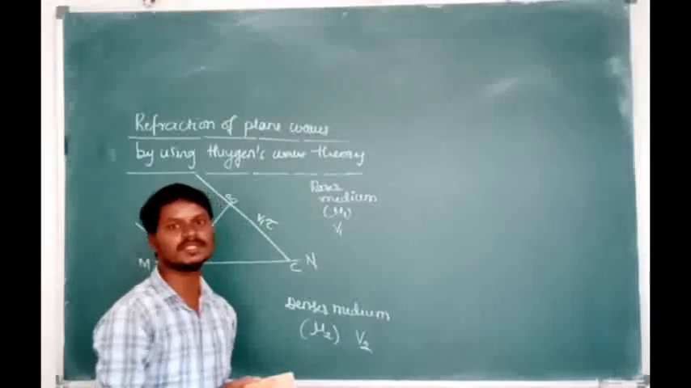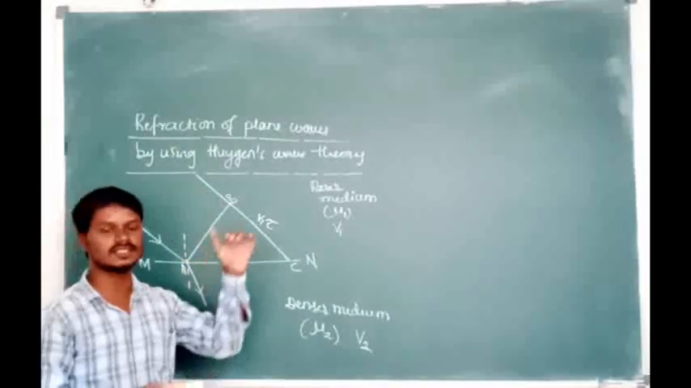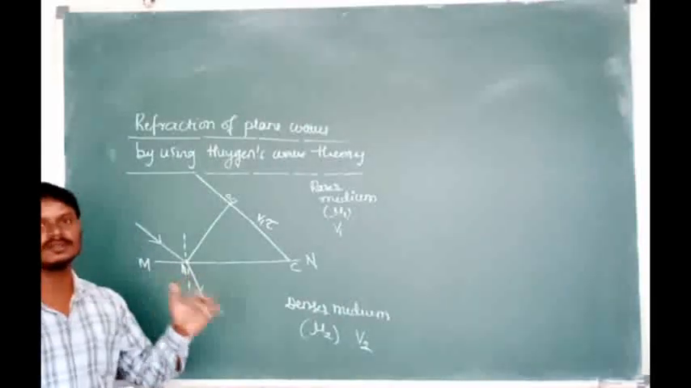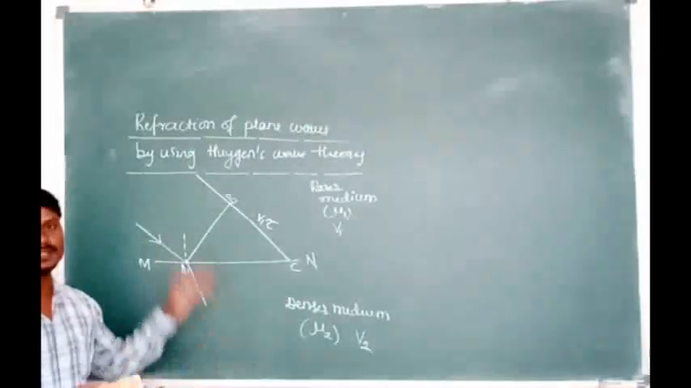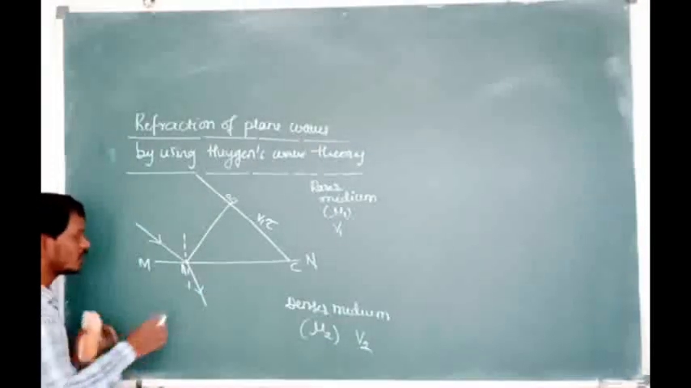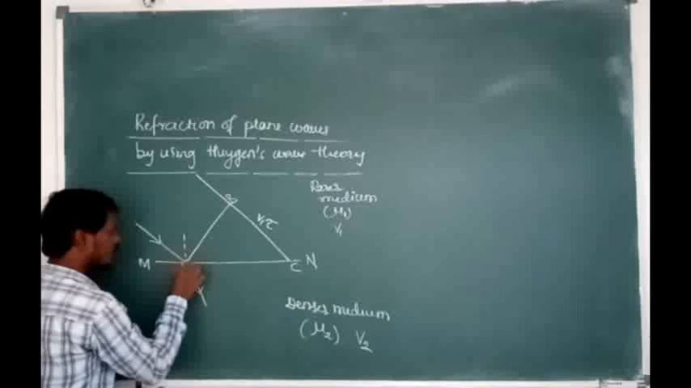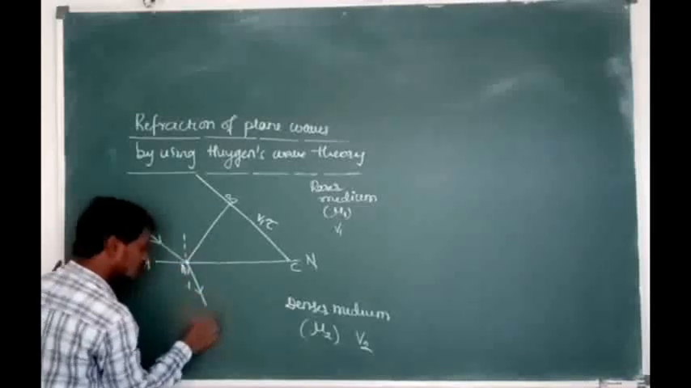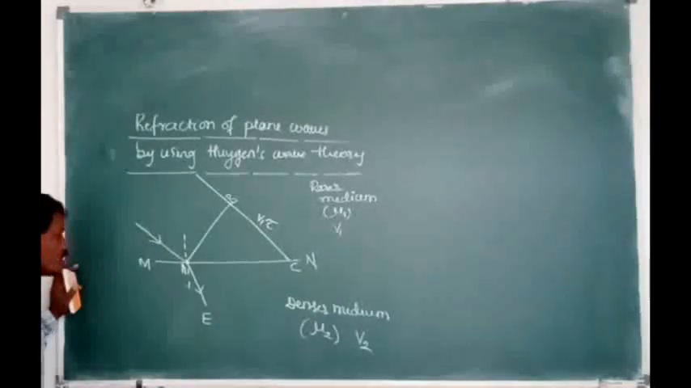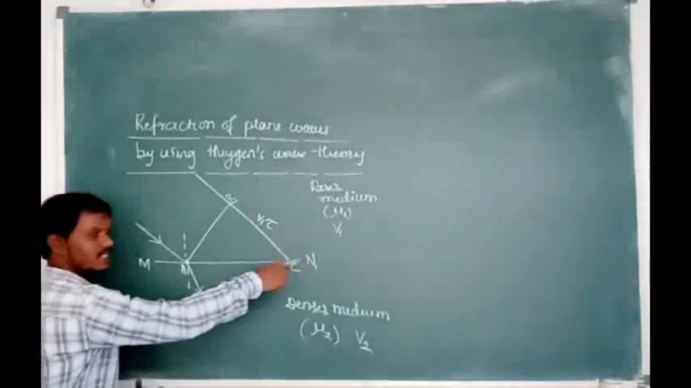Again, by using the definition of speed: speed is nothing but distance traveled divided by time taken. Then the distance traveled is equal to speed into time taken. In the same time, the secondary wavelet will travel from A to E, but in which medium? The denser medium, because it is already incident on the refracting surface.